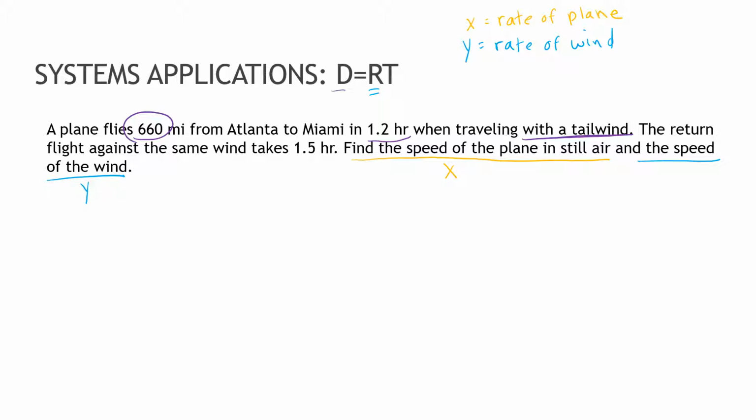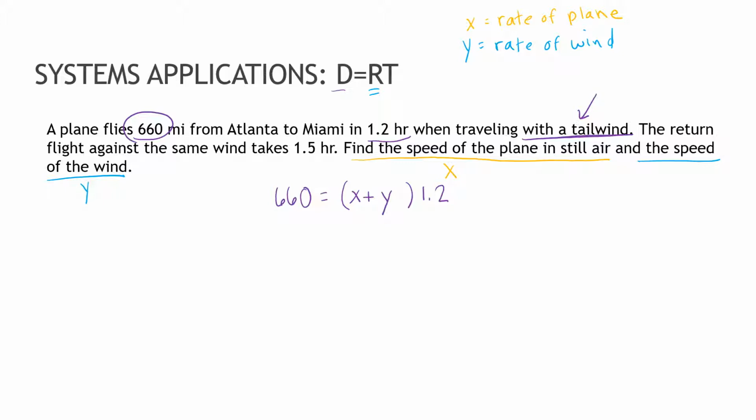So distance equals rate times time would be 660 equals, what's the rate? Well, the rate is with a tailwind. So with a tailwind means the wind is blowing at the back of the plane, helping the plane go faster, which means it's the rate of the plane being assisted by or going faster using the rate of the wind. The time is 1.2 hours.